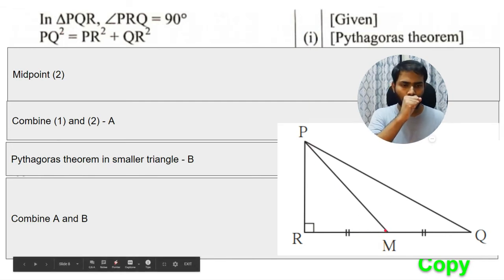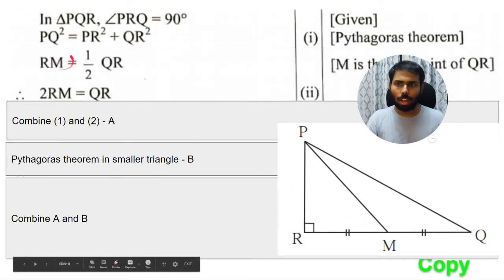Okay, it's a midpoint. So I will say RM is equal to half of QR. अगर M मिड पॉइंट है तो ये जो RM है वो QR का हाफ हो जाएगा, राइट? ये जो बड़ा पूरा QR है उसका हाफ RM हो जाएगा. आई कैन ऑल्सो राइट QM is equal to half of QR, राइट? ये जो QM है ये भी हाफ होगा QR का, बट मैं QM नहीं ले रहा हूं, मैं RM ले रहा हूं.